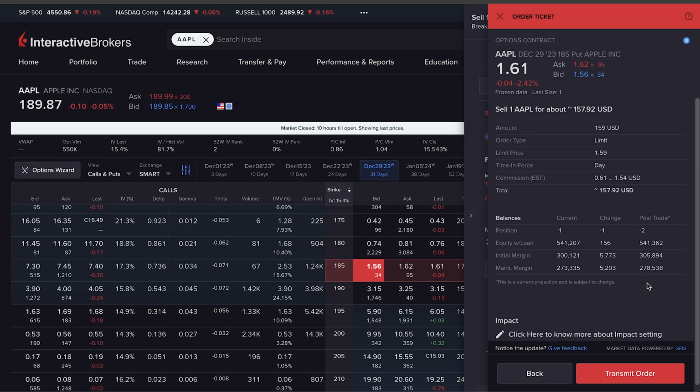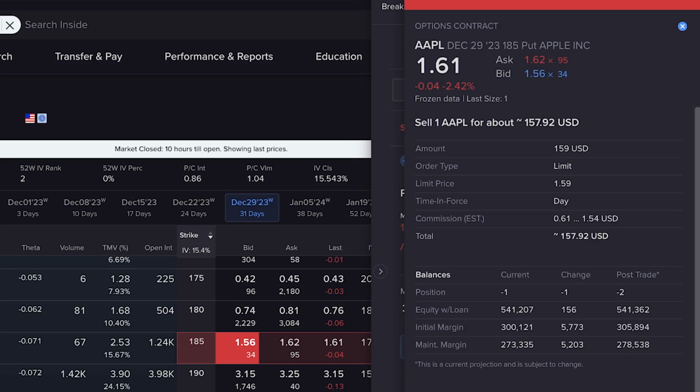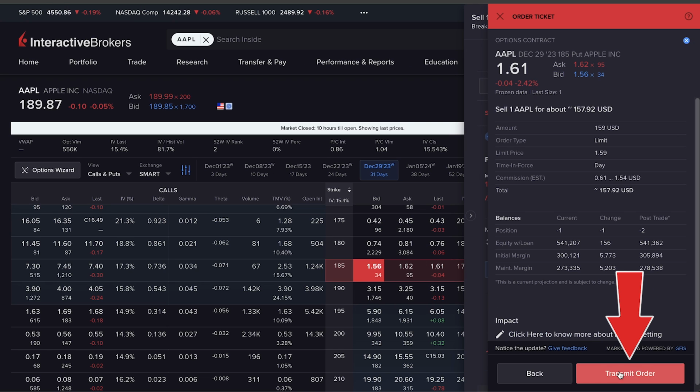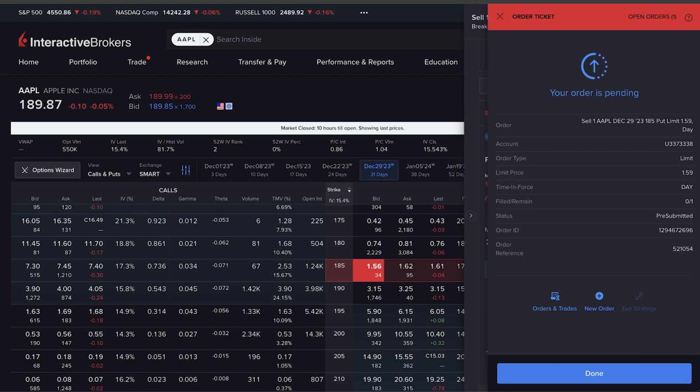The most important thing is to check that you are selling an option, not buying, yeah. The last thing you want to do is go buy an option like a dumb and lose money, yeah. So in this case, the position change should be -1 or minus whatever amount that you are selling. If the order goes through, I'll be collecting $159, and the commission that I'm paying is somewhere between 61 cents to $1.54. Once you're ready, just click Transmit Order and wait for it to get filled.